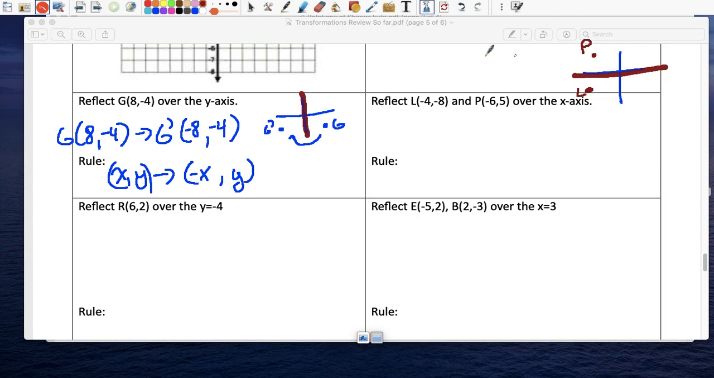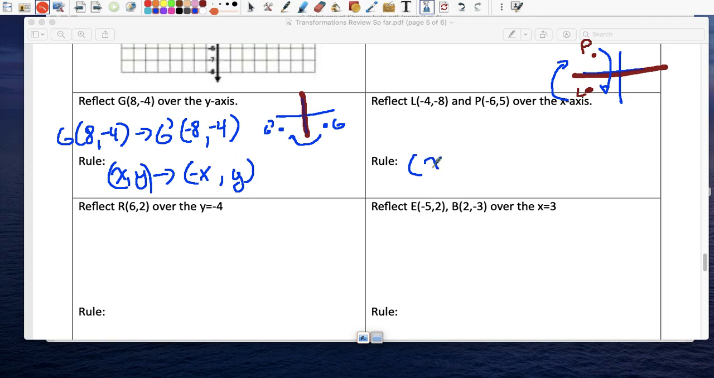Here's P. So L prime is going to go this way, but P prime is going to go down here. Not a big deal, right? It depends on which side of the mirror you're in. If you're on the downside, your image is going to be on the upside. If you're on the upside, your image is going to be on the downside. So remember the rule, over the x-axis.